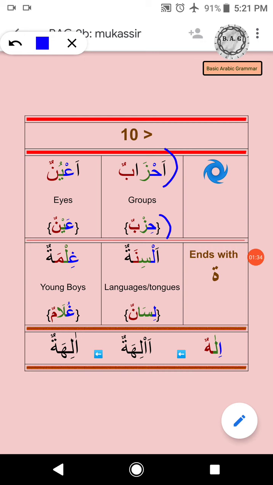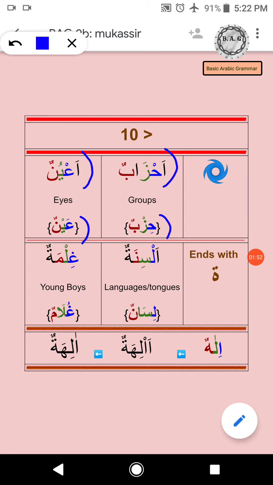Okay, so the root word is hizbun, it means a group, and ahzabun is the pattern of af'alun, and ahzabun means groups. Next example is the root word of ainun, an eye, and it has been used on the pattern of af'ulun, and it means eyes.